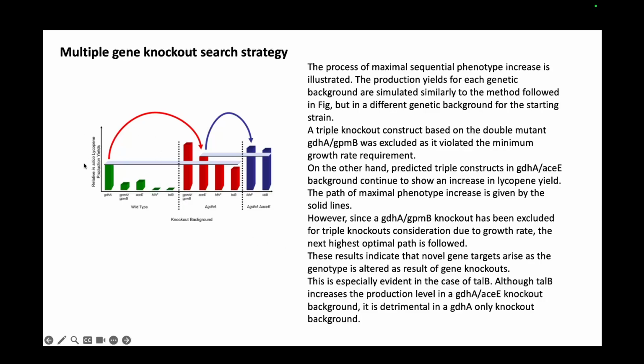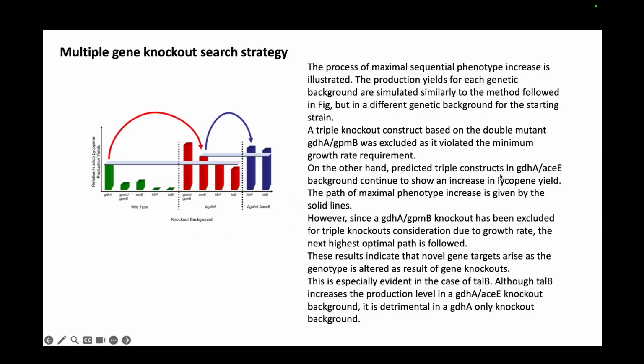So the green bars are all wild type. This is after deletion of GDHA, and this is after deletion of GDHA and ACE, right? A triple knockout construct based on the double mutant GDHA and GPMB was excluded as it violated the minimum growth rate requirement, but other conditions were there.